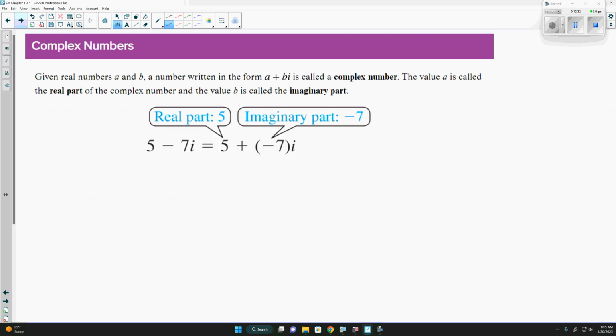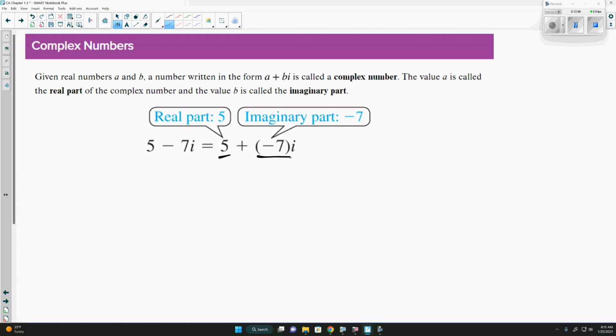Now, in Algebra 2, I really switched back and forth. I mainly just called everything the complex number, because according to the fundamental theorem of algebra, any solution or any number can be rewritten as a complex number. So we'll have a real part, which is our term without i, and we'll have an imaginary part, which is our term with i.